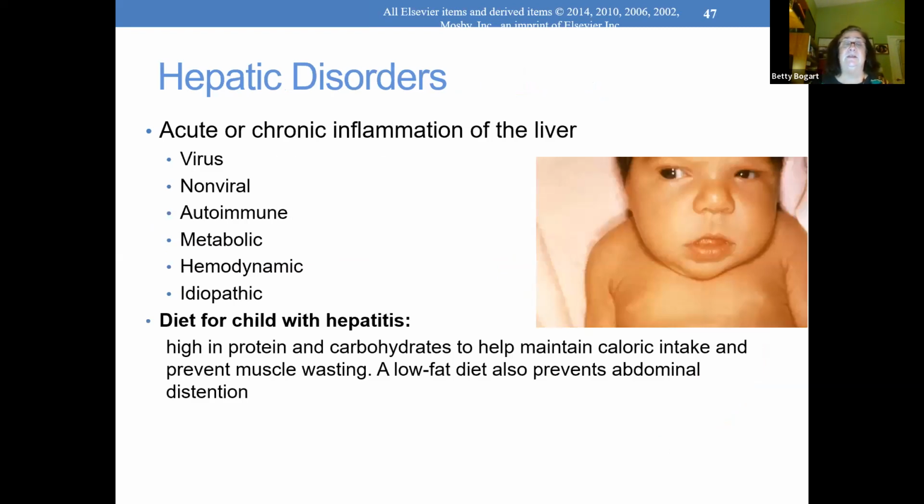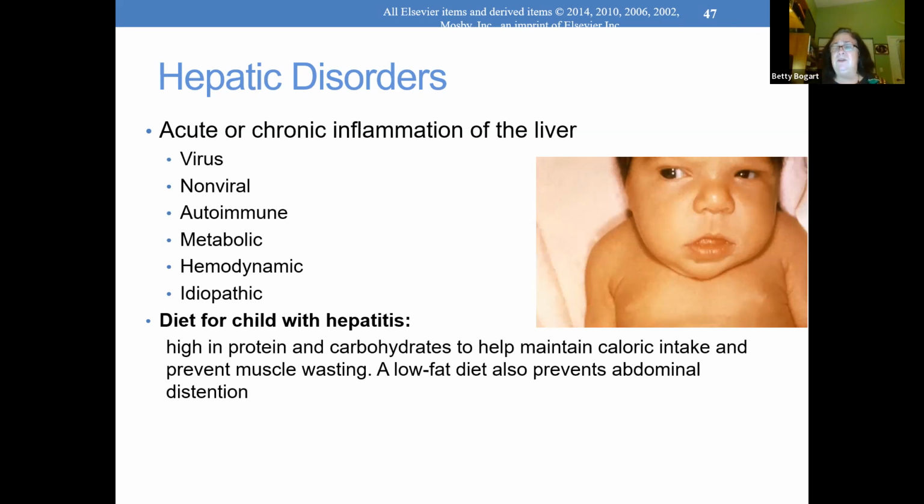Liver diseases, hepatic disorders, could be due to many different reasons, viral, non-viral, autoimmune, metabolic. It just means that the liver is just not working the way it should. And then hepatitis can occur. And there's how many types of hepatitis out there? I can't even, so many letters.